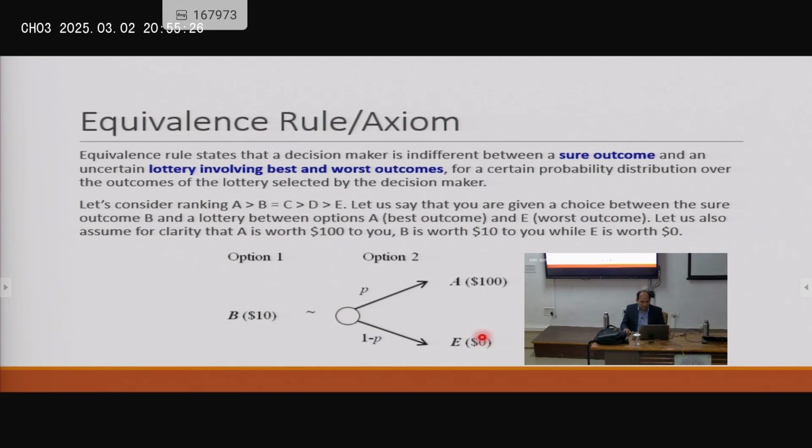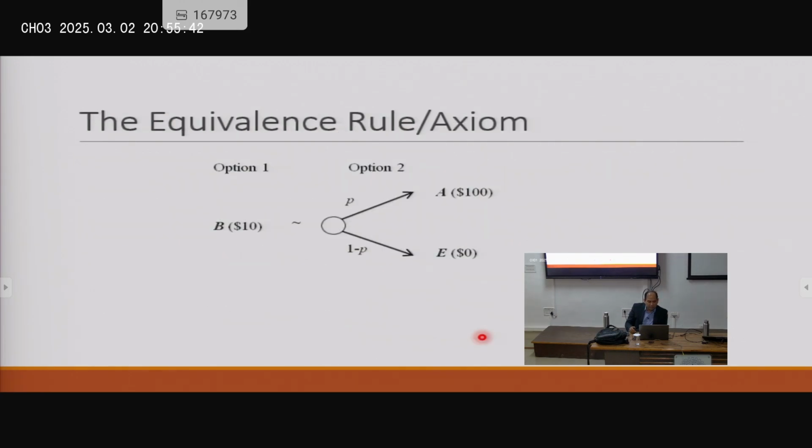Okay. And sometimes we call it the preference probability associated with outcome B. So B is the intermediate outcome, and whatever probability we assign here, we call it the preference probability associated with outcome B.